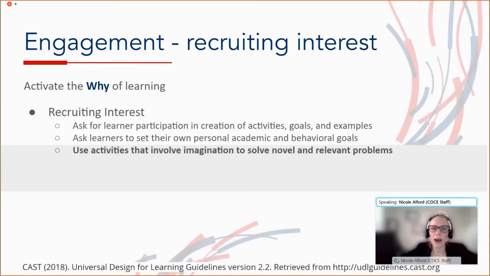So a lot of times, if you have a real world scenario, we're going to use a couple scenarios today. It gets them thinking, okay, this is actually something that I can apply. This is something that is relevant to my life. And that's what we'll go over today as well.